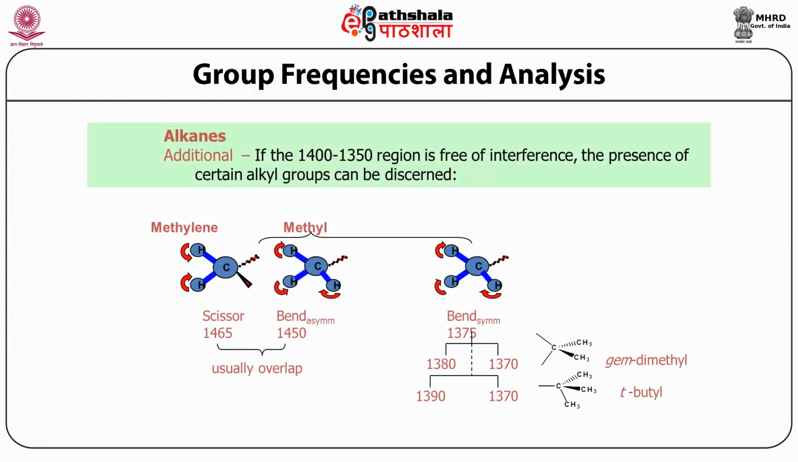We further discuss the alkanes: if the 1400 to 1350 region is free of interference, the presence of certain alkyl groups can be decided. For example, methylene and methyl groups: the scissoring in the methylene group has a frequency of 1465, and for the methyl group the asymmetric bending gives 1450, but the symmetric bending gives 1375. So you can see here that the substituents also influence the frequency of the IR spectrum.